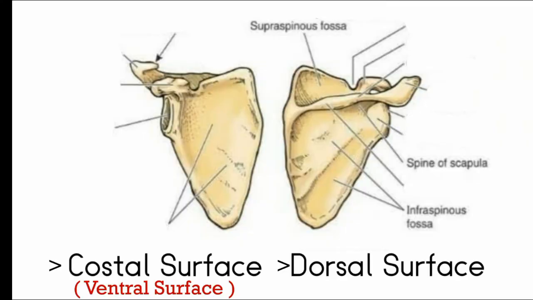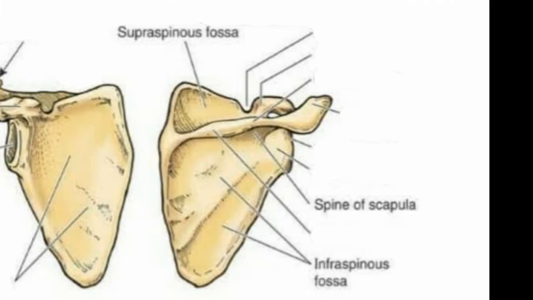Second surface is the dorsal surface. It is convex in appearance and there is a spine which is attached to it. This spine divides it into two unequal parts. One is the supraspinous fossa which is above the spine and the infraspinous fossa which is below the spine. The two fossae are connected by a supraglenoid notch situated lateral to the root of the spine.